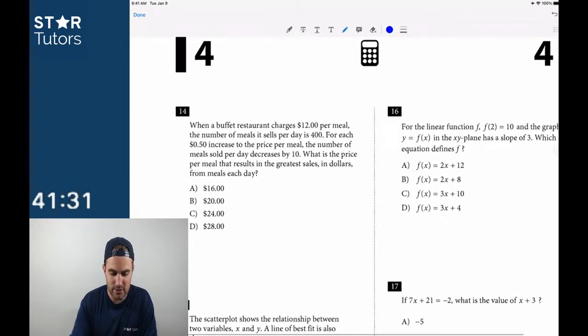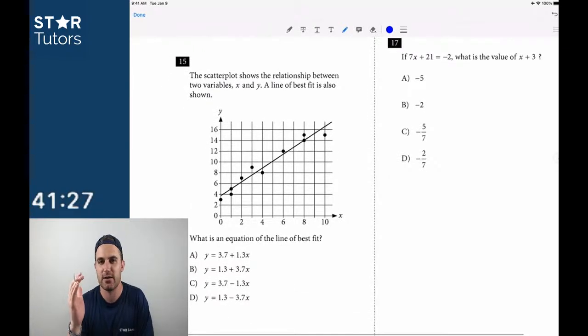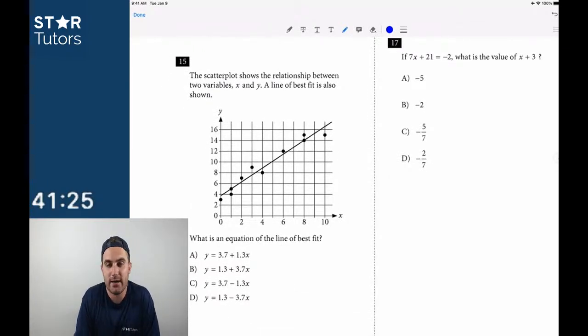I don't like these increases. I said I like percents, but there's just something about those that can throw you off. So I'm skipping that one. I can always come back to it.